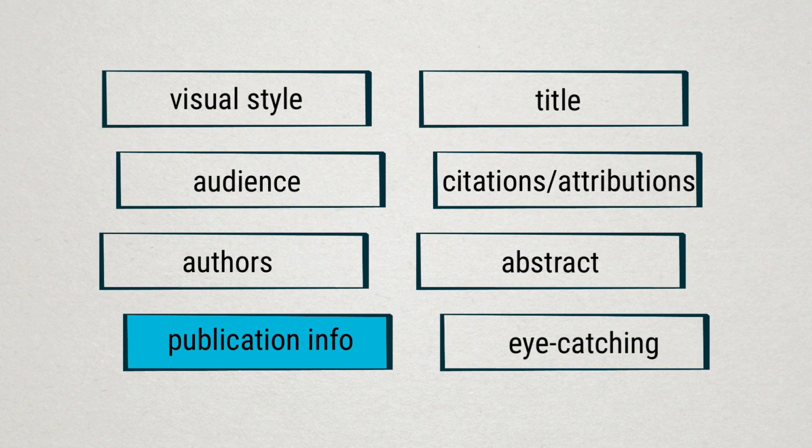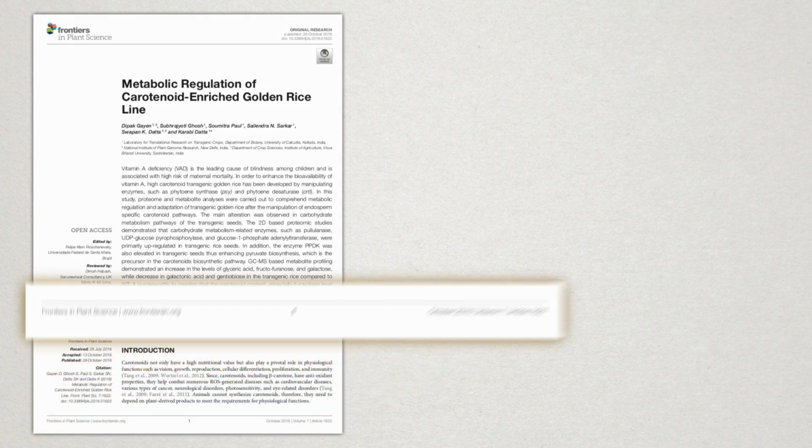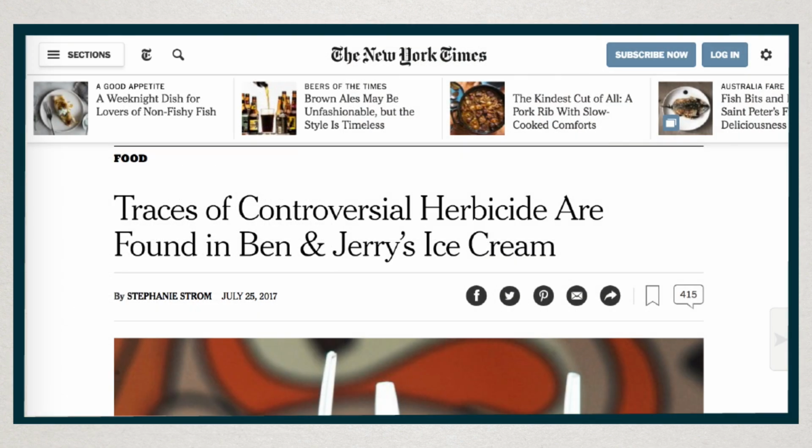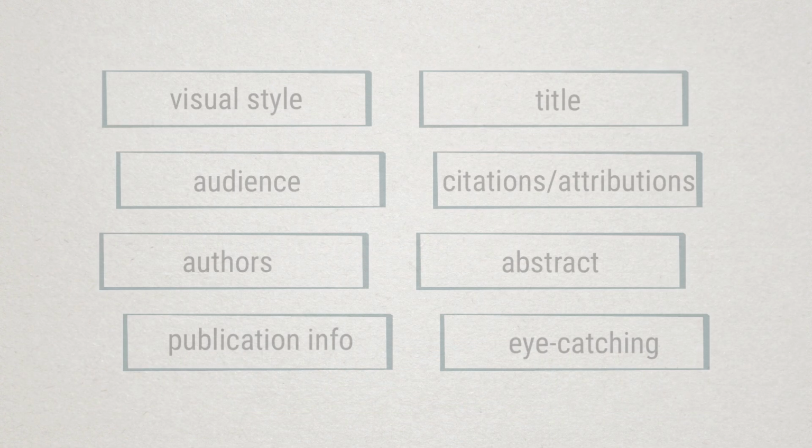Do you see publication information? A scholarly article will usually have publication information on its first or second pages. Look for things like the journal title, publication date, or volume and issue numbers. Popular articles usually just print a time and date stamp.